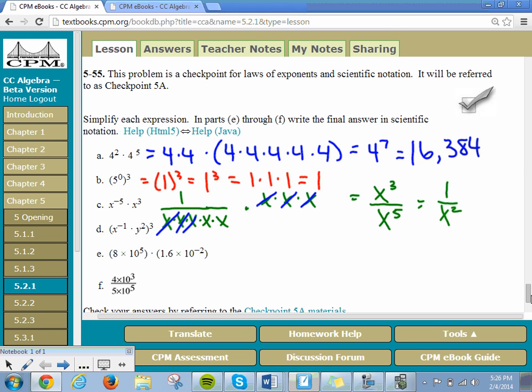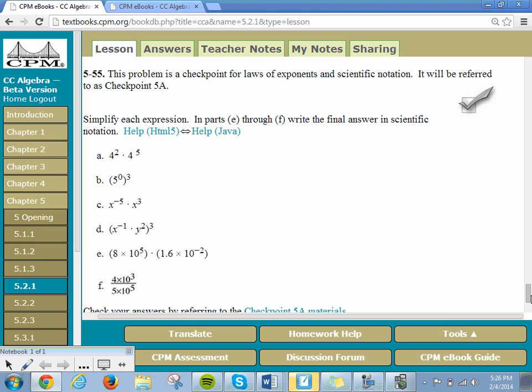All right? And then part D. In part D, we've got some negative exponents, we've got order of operations, we've got a whole mess going on. So let's take care of some things. With this one, I'm just going to show one way, but you might have done it a different way. Just make sure that we get the same exact answer, okay?